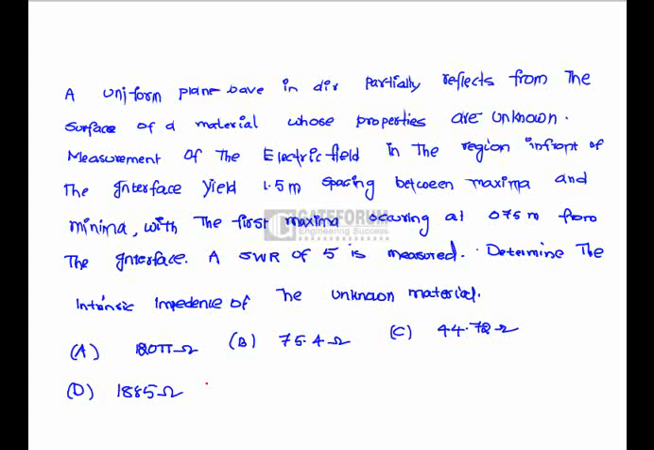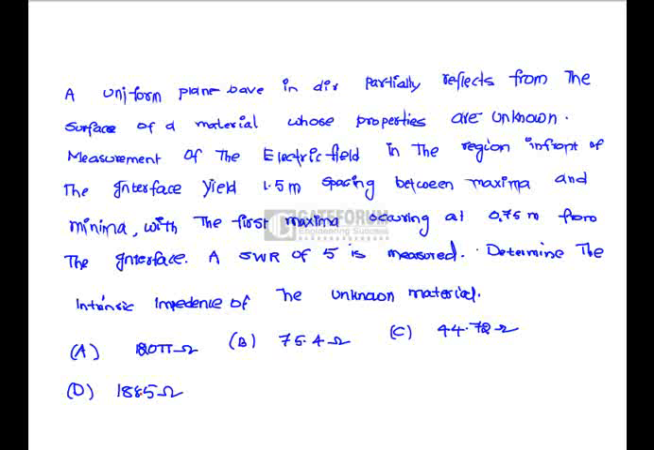Question: a uniform plane wave in air partially reflects from the surface of a material whose properties are unknown. Measurement of the electric field in the region in front of the interface yields 1.5 meters spacing between the maximum and the minimum, with the first maxima occurring at 0.75 meters from the interface. A standing wave ratio of 5 is measured. Determine the intrinsic impedance of the unknown material.